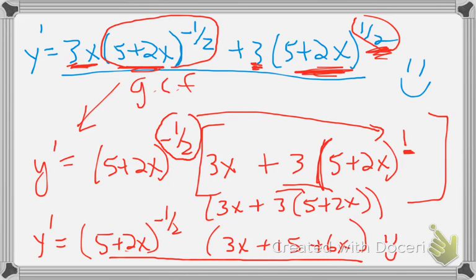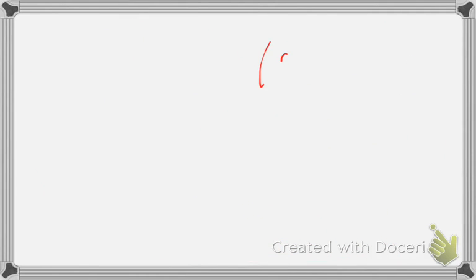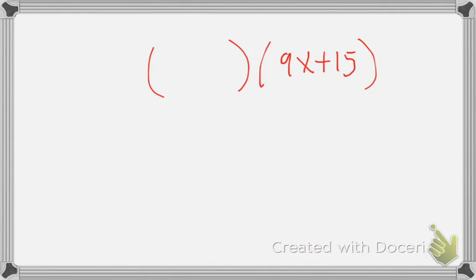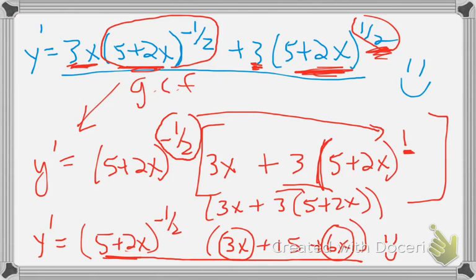Just got to keep cleaning. So 3x and 6x makes 9x. So you'd have 9x plus 15. Okay? So after all that, we'd have 9x plus 15, and the other set of parentheses was (5 plus 2x) to the negative a half. And that is your derivative written in a prettier form.